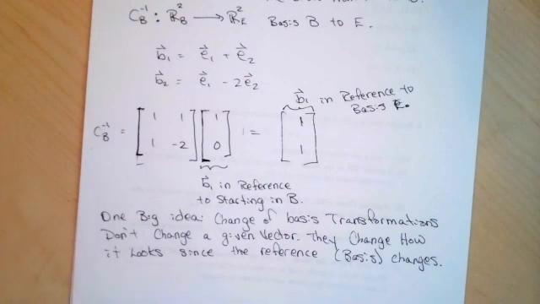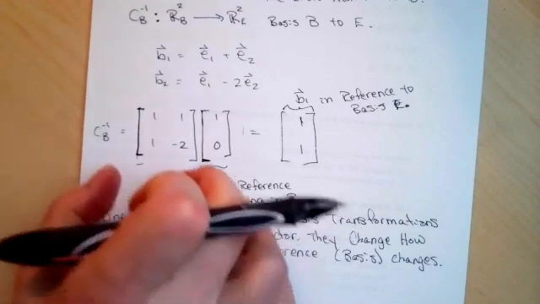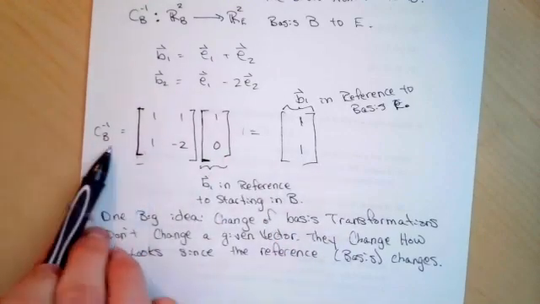So does that make sense? Looks like Mackenzie asked, is this matrix CB or CB inverse? So as I was just saying, the matrix we've got, this is CB inverse.